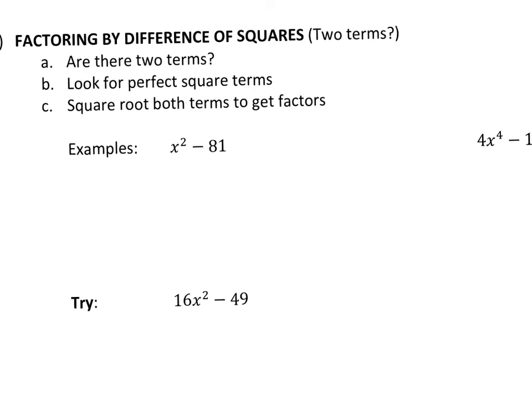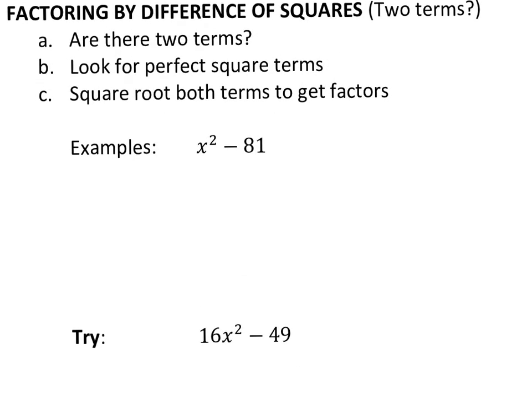What you want to look for, first of all, are there 2 terms? Second of all, difference of squares, meaning that it is subtraction. And then you're looking for perfect square terms, meaning that both of your terms are perfect squares. So, for example, 81 is 9 times 9, and x squared is x times x. Down here, 16 is 4 times 4, and 49 is 7 times 7. They're perfect squares. You look for that, and if you see that, you don't have to do this, but it makes it a lot easier.